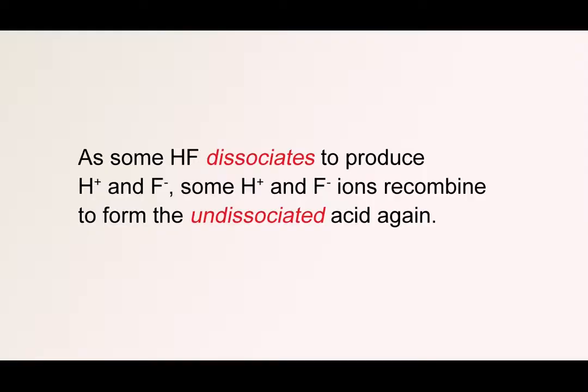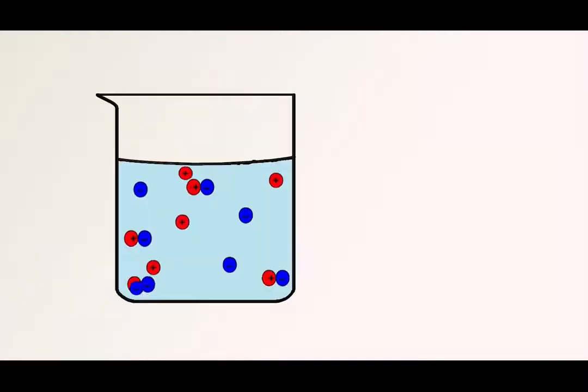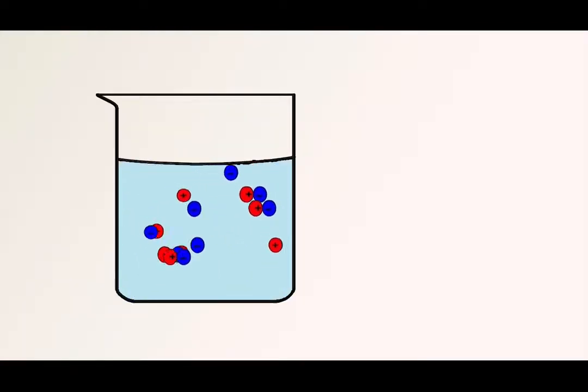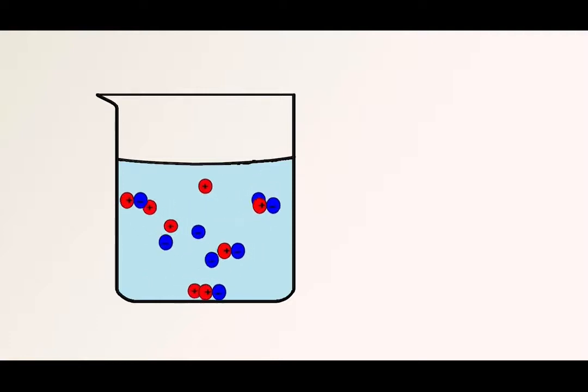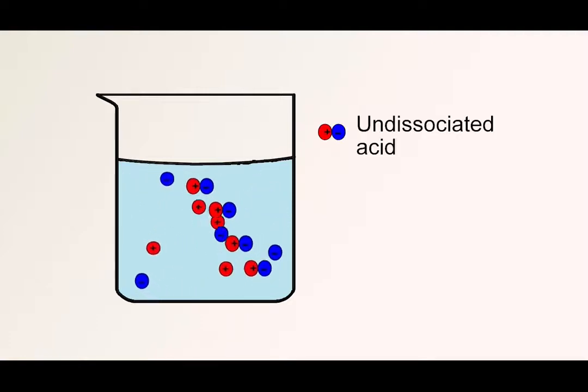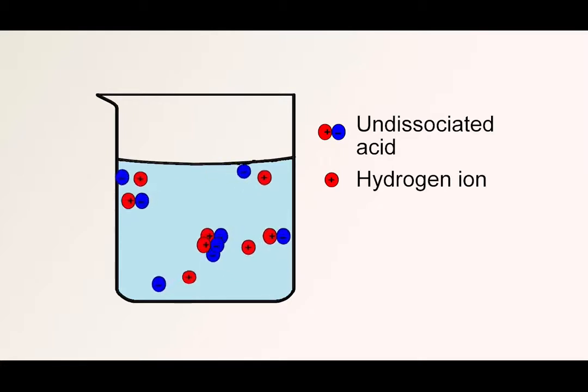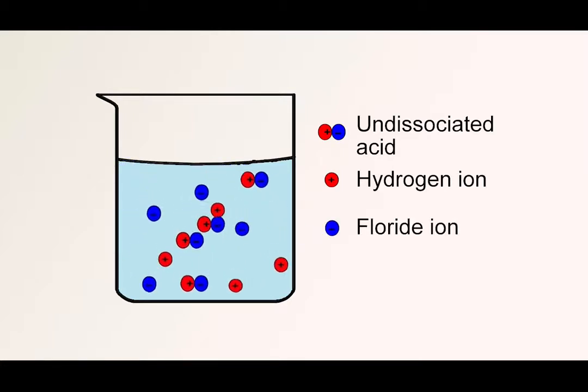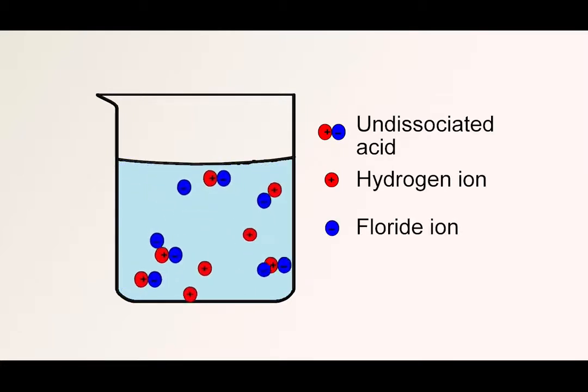That is, as some HF dissociates to produce H+ and F-, some H+ and F- ions recombine to form undissociated acid again. The diagram on your screen shows how undissociated acid and hydrogen ions as well as fluoride ions coexist in solution.